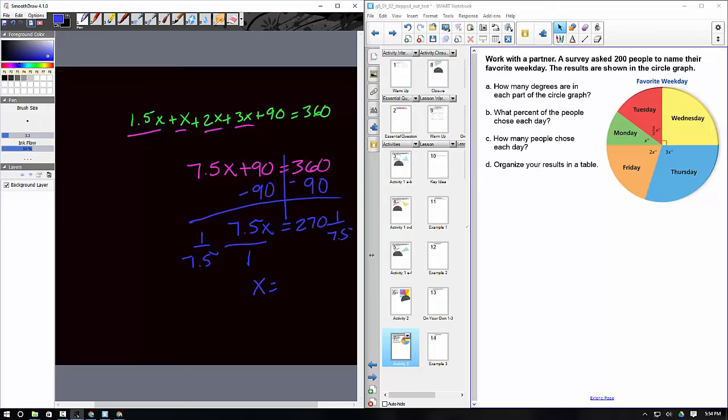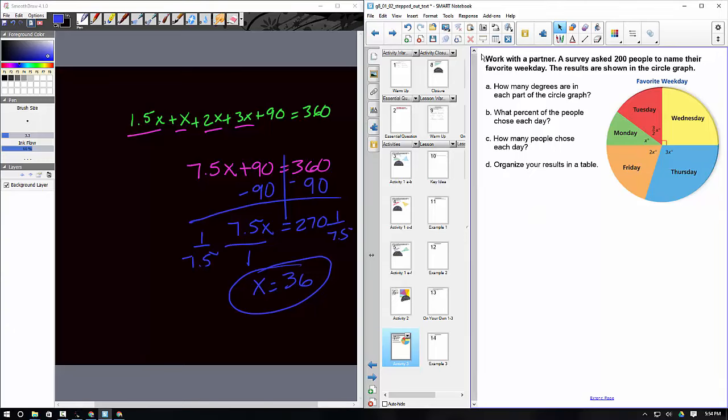So I'm going to take 270 divided by 7.5. And when I do that, I get 36 degrees. So each x equals 36 degrees. Now again, where this matters is that I can now take this and plug it into each one of these. So I know Monday, for instance, is 36 degrees, right? So Monday is 36. Write this down here.